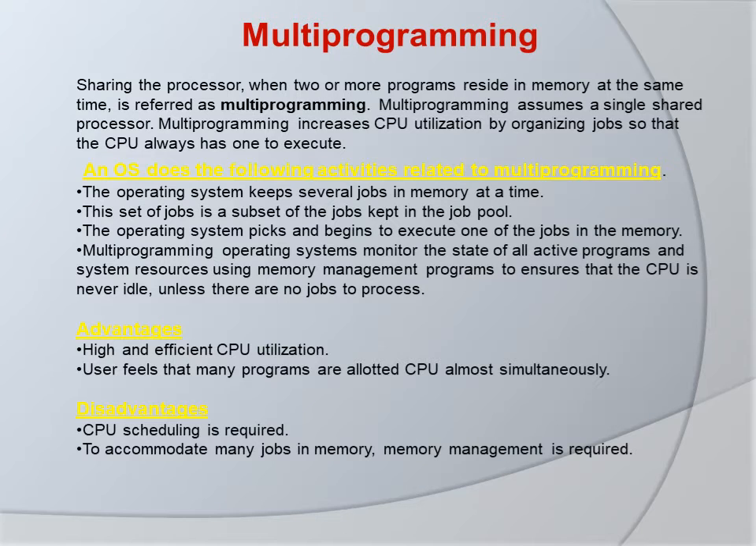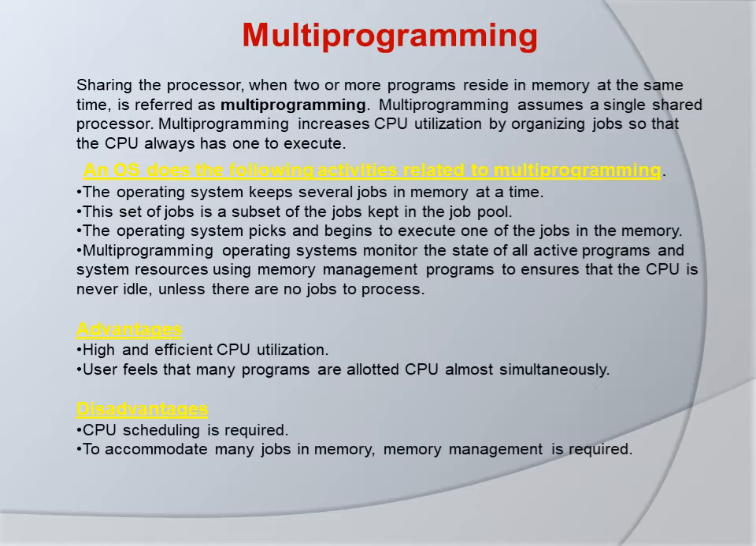Today we are going to discuss multiprogramming. So we'll see what multiprogramming is. As the name suggests, multi means multiple programs that we can perform at the same time. It is called multiprogramming. It is a very important concept of operating systems. Sharing the processor when two or more programs reside in memory at the same time is referred to as multiprogramming. So this is the definition of multiprogramming.